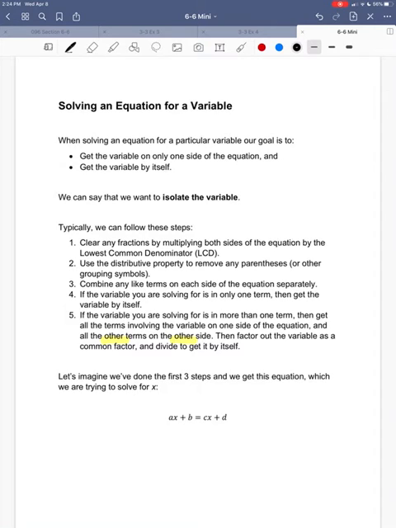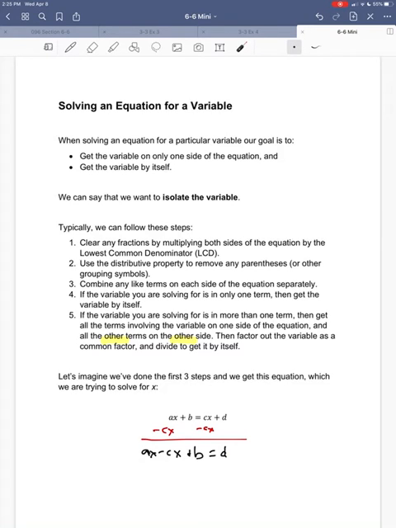Then we're going to be able to factor out the variable as a common factor and divide to get it by itself. So let's imagine we've done the steps and we get to this equation that we looked at earlier. I don't want to just subtract the b. I'm trying to solve for x, and what I see here is I've got x in a couple places. So I want to get everything involving x on one side. Let's bring everything with x over to the left. So I'm going to get rid of this cx, so I'm going to have to subtract that from both sides. That's going to give me ax minus cx plus b equals d.